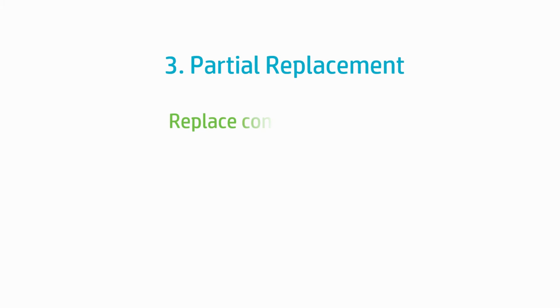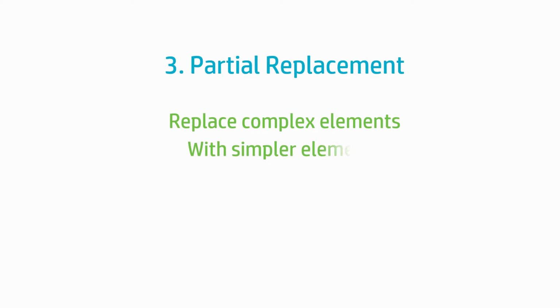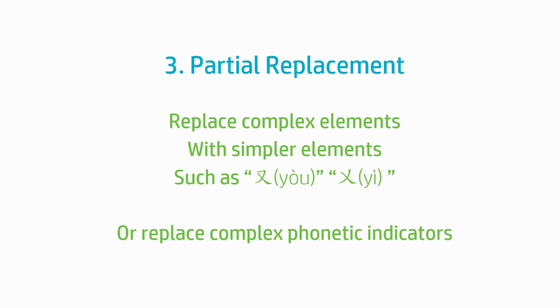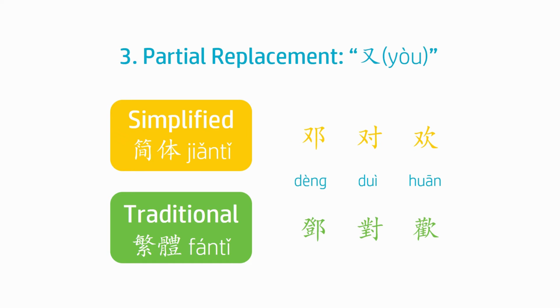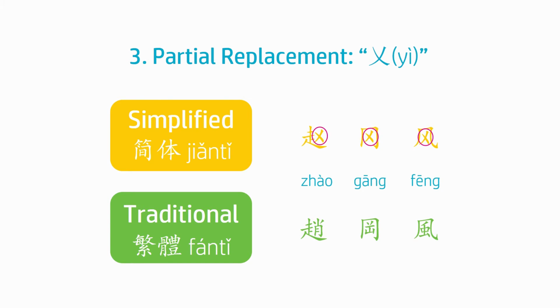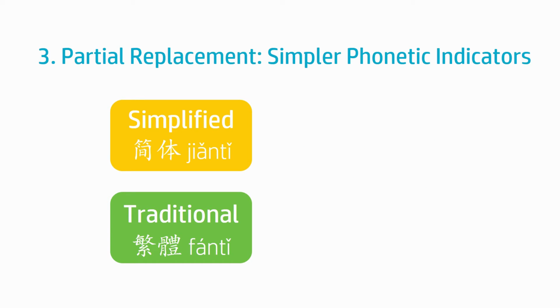The third method of simplification is partial replacement, which means to replace complex elements with simpler elements such as yo or e, or replace complex phonetic indicators with simpler ones. Here are some examples where complex elements were replaced with yo. And for e, we have some other examples. And here's some examples of simpler phonetic indicators, such as these ones.